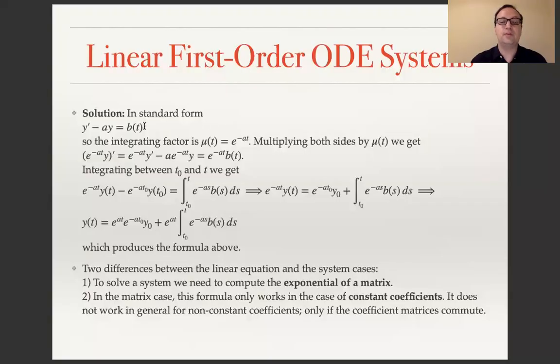So let's prove that this is the correct formula by solving the equation. Let's move ay to the other side, and we get the equation in standard form, y prime minus ay is equal to b. Then multiplying the equation by the integrating factor, so first, what is the integrating factor? It's e raised to the integral of the coefficient of y. So it's e raised to the power integral of minus a dt, so it's e raised to the power minus at.